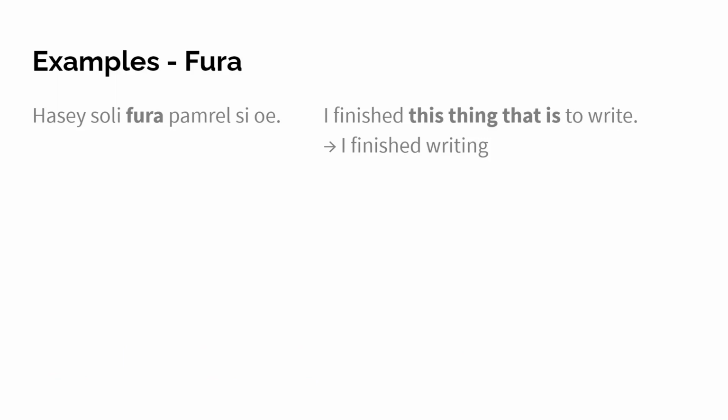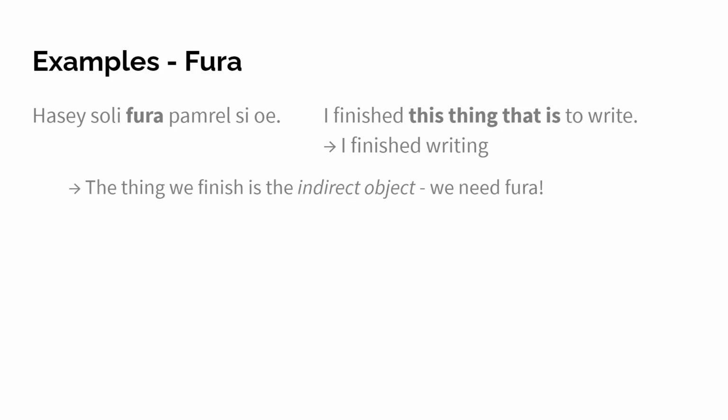Fura is the newest one we have actually. We only got it, I think, 2 or 3 years ago. Hasei soli fura pamresi oe. I finished this thing that is to write. I finished writing. The thing we finish with hasei si is the indirect object. So we need fura. Remember, all C verbs are intransitive. So we cannot say hasei soli futa pamresi. That's wrong, because with C verbs it just doesn't work. C verbs are always intransitive.